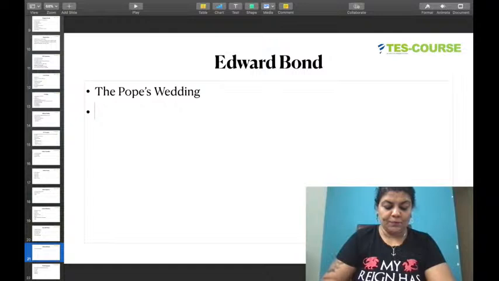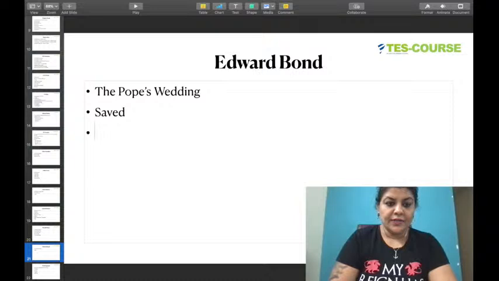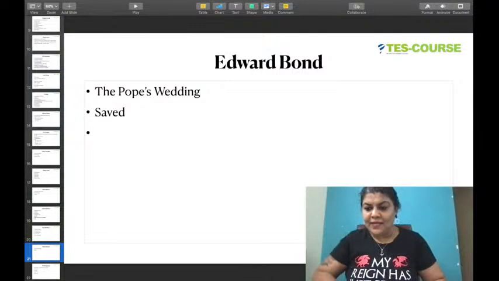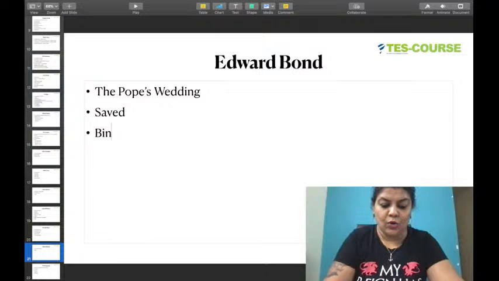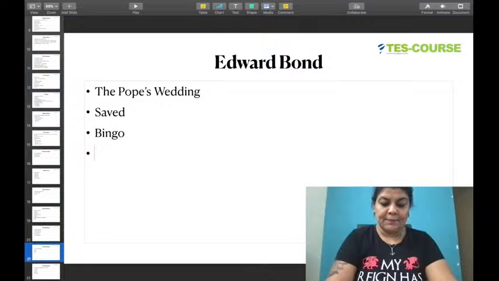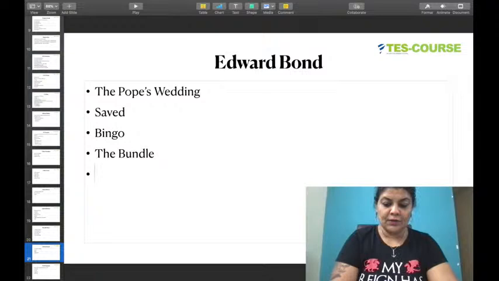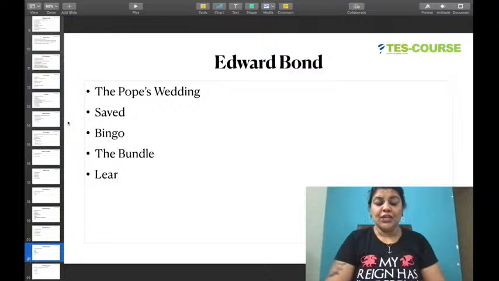Then The Pope's Wedding. Then there is Saved. Saved is a play where there is violence on stage. A baby is stoned to death in a pram. Then Bingo, where Shakespeare is the protagonist. Then The Bundle, Lear. These are all prescribed. These are all important plays. He uses violence in his plays.